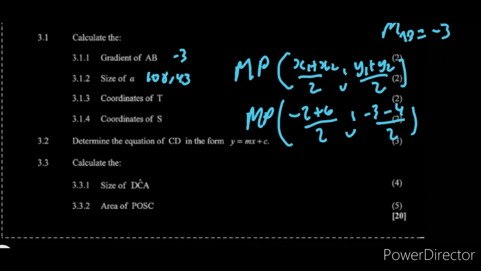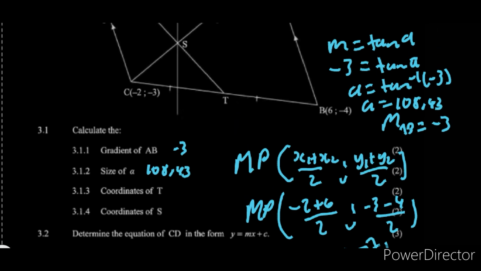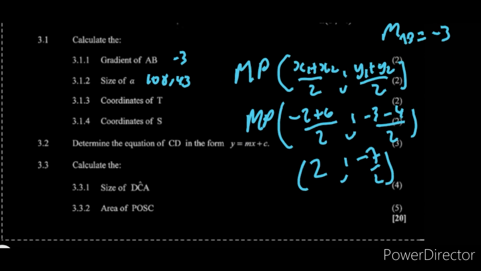From here, -2 plus 6 is actually 4, and 4 divided by 2 is 2. And this time we have -3 minus 4, which is -7, so -7 over 2. So that is the value of the midpoint. We have to answer the question. They said find t, so we tell them t is this. So t is (2; -7/2).